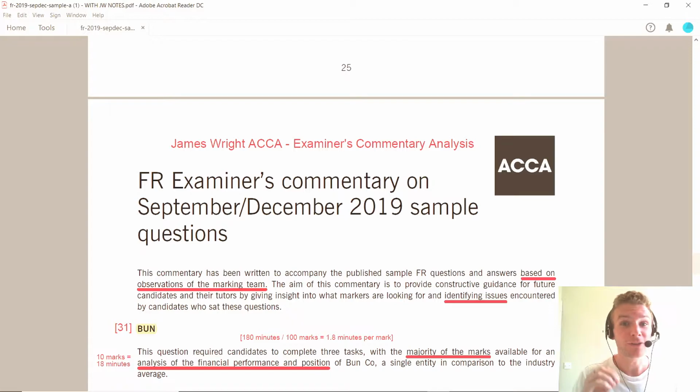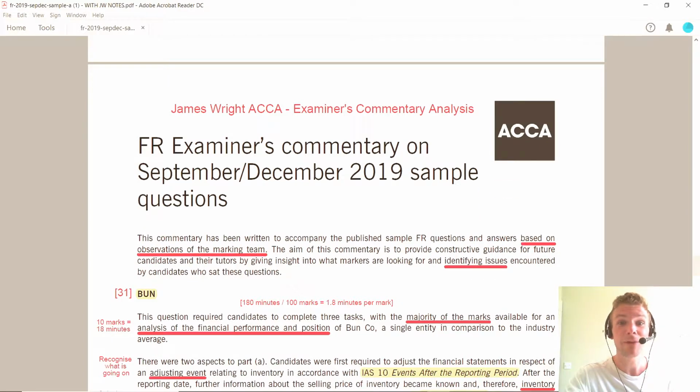I'm going to make sure I go into real good detail on this so you get the most amount of added value out of it, okay? So we're just going to go through each point one by one. What did I pick out when I reviewed this from a student's perspective, from a marker's perspective, and from my ACCA experience perspective as well. So let's get stuck in. As we look through on the screen, this is the Bun question. It was question 31 in the financial reporting exam from the September and December 2019 sample.